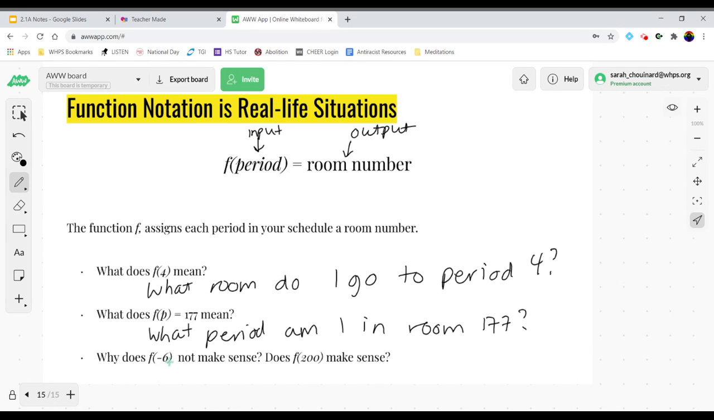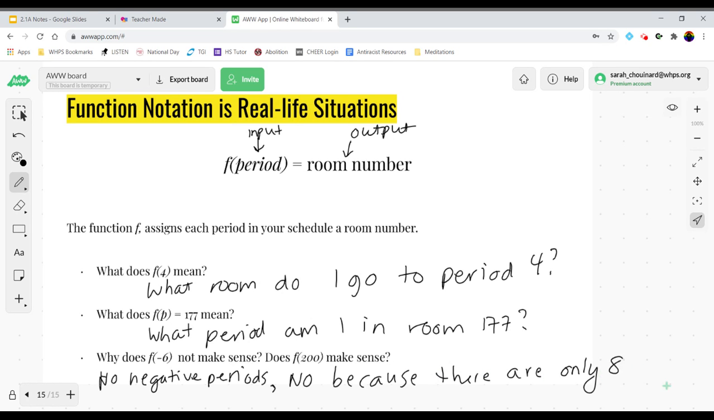F of negative 6 is the input. That doesn't make sense because there are no negative periods. And F of 200 also really doesn't make sense because hopefully you don't have 200 classes in your schedule. That'd be kind of crazy. So no, because there are only 8 periods in a day.